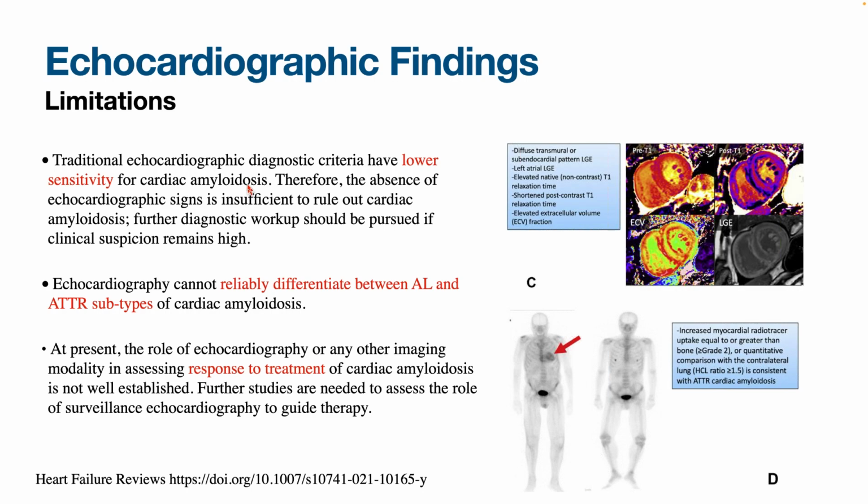Echo also cannot reliably differentiate between AL and ATTR subtypes, so we need additional features. Cardiac MRI, because of different patterns of infiltration, could try to tell.